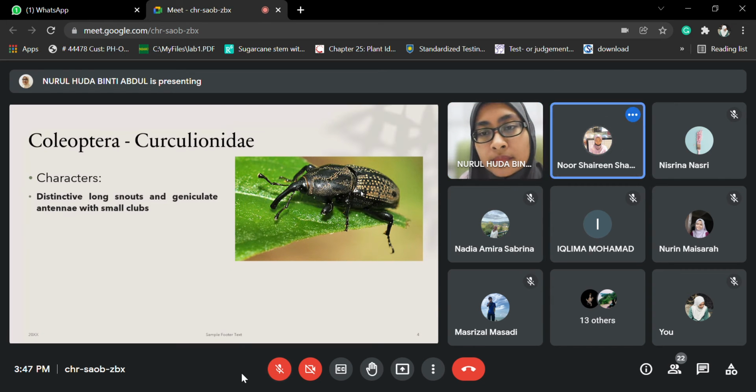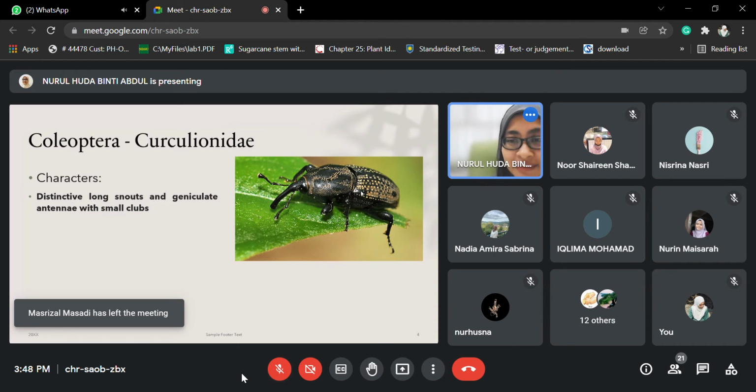Other than that, what else can you explain or describe from this picture? Mouth part, sucking. Are you sure Curculionidae is sucking? Or chewing? Is it sucking? Anyone? Do you agree or disagree? If your friend said sucking, is it true or is it not? Nobody wants to argue? So everyone agrees it is sucking?